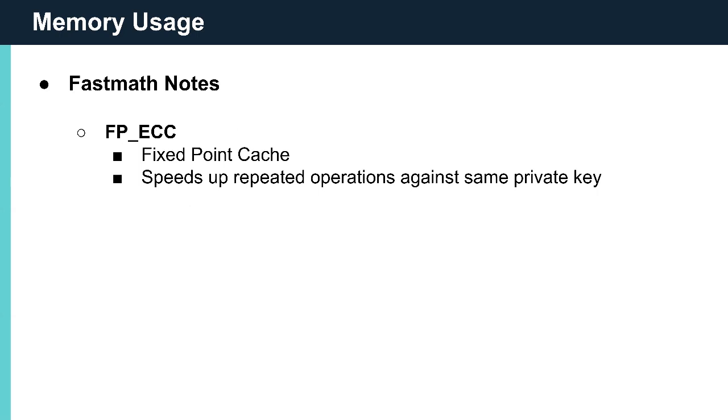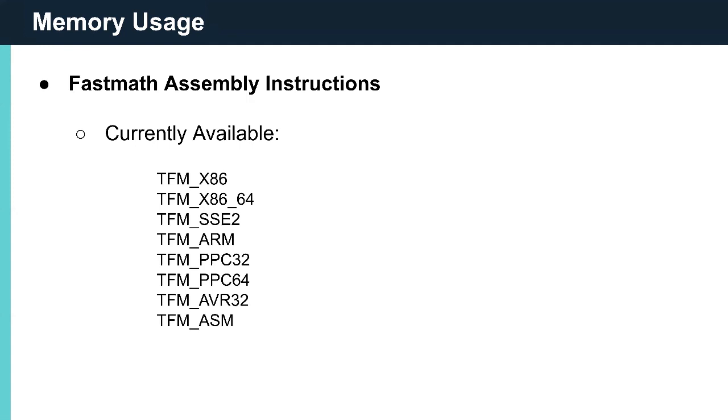FP_ECC is a fixed point cache for ECC operations. This will speed up repeated operations that are using the same private key, and really only repeated operations; your initial operations will not see much of an impact. FastMath does have some assembly optimizations available for different platforms. You can see the list here reflects the architectures that are available, and you would just want to define one of these to enable those assembly optimizations.